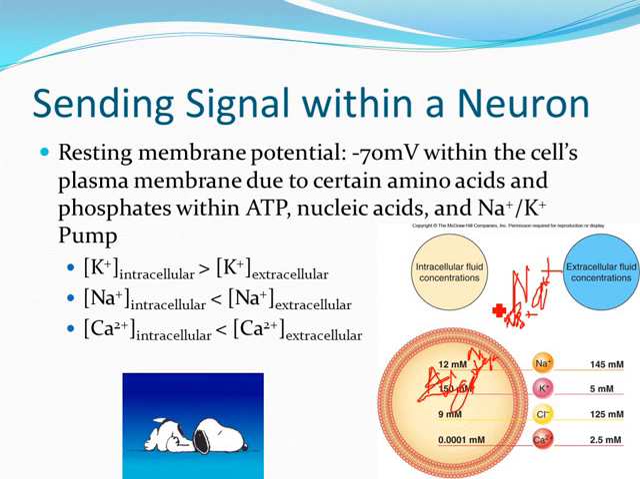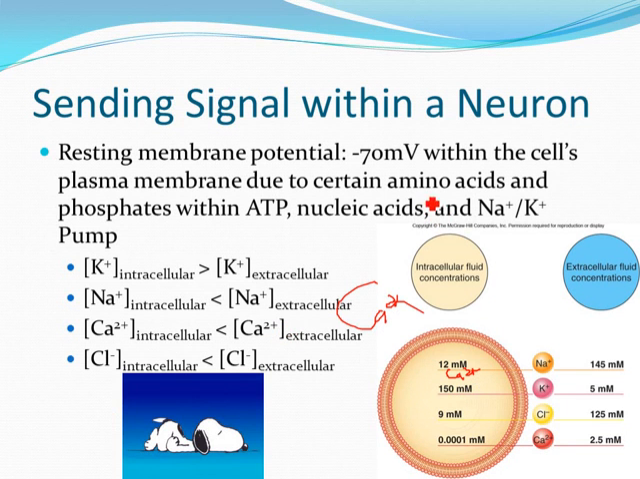What is Ca2 plus? Calcium, yes. Calcium is more concentrated where? Outside compared to the inside, yes. And finally we have Cl minus. What's Cl minus? Yeah, chloride. And so that's also more on the outside compared to the inside. Okay, I want to establish this because these are important when we talk about how a neuron functions.